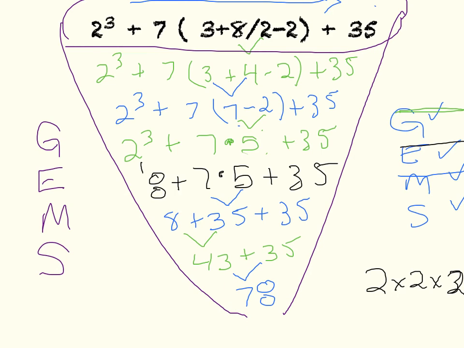So in using order of operations, solving order of operations using GEMS, we see that it's not a quick process. But if you do your equation one step at a time, always working from left to right, you will eventually come up with your answer.